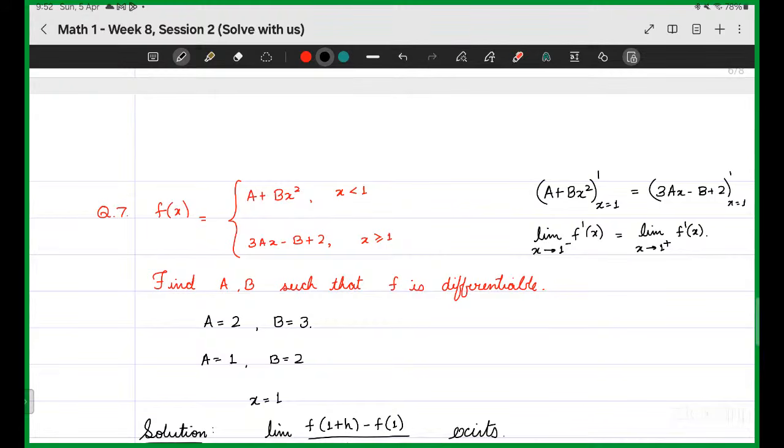Continuity of the derivative. For the continuity of the derivative. Okay. Now sir, I'm a little bit confused. If f is differentiable, then f will be continuous also, right? F will be continuous, not necessarily f prime.